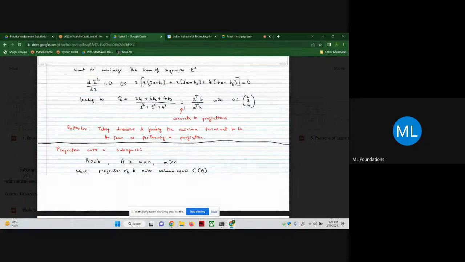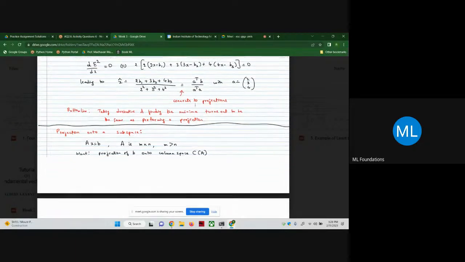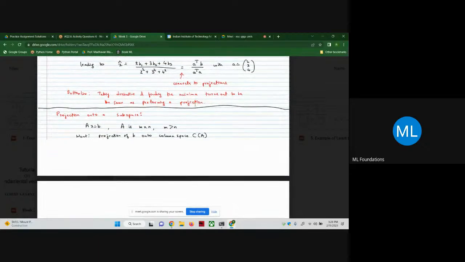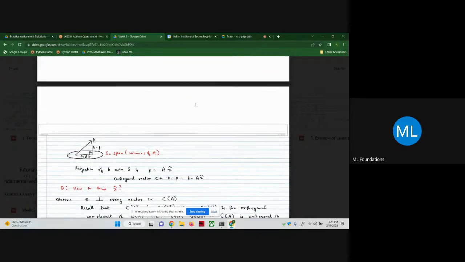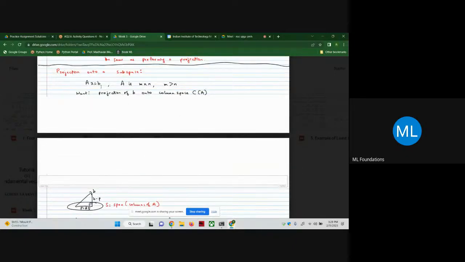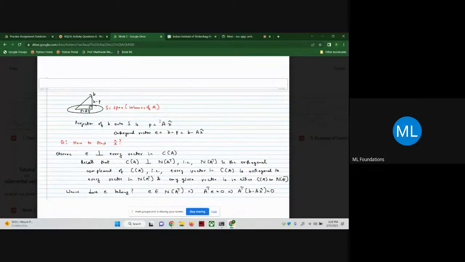So basically, if you want to minimize the error, all we have to do is project it, the same thing we have discussed before. Until now we have discussed projecting a vector onto another vector. What about projecting a vector onto a column space, that is, an entire matrix? If you want to project a vector onto the column space of A, how do you go about it?